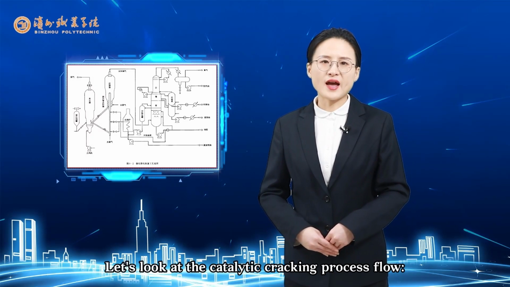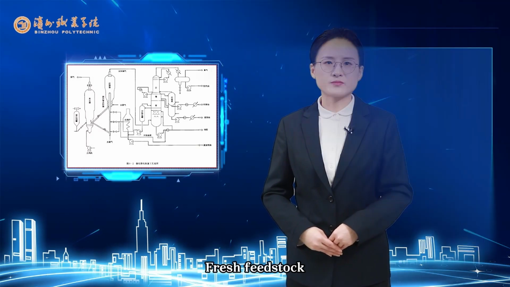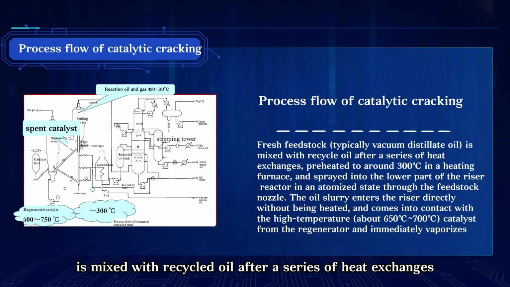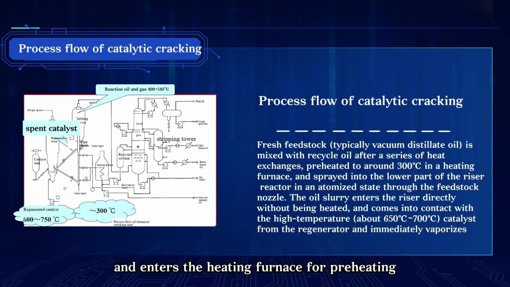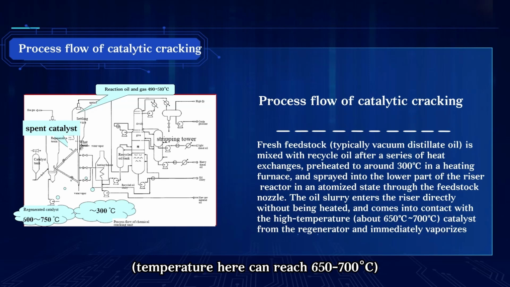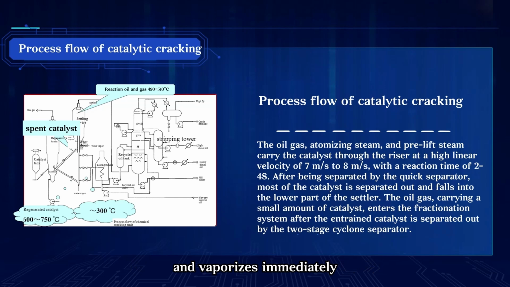Let's look at the catalytic cracking process flow. Fresh feedstock, generally referring to vacuum gas oil (VGO), is mixed with recycled oil after a series of heat exchanges and enters the heating furnace for preheating. Its temperature can reach about 300 degrees Celsius. It is injected into the lower part of the riser reactor in an atomized state through the feedstock oil nozzles. Slurry oil enters the riser directly without heating. It contacts the high-temperature catalyst from the regenerator, whose temperature here can reach 650 to 700 degrees Celsius, and vaporizes immediately.